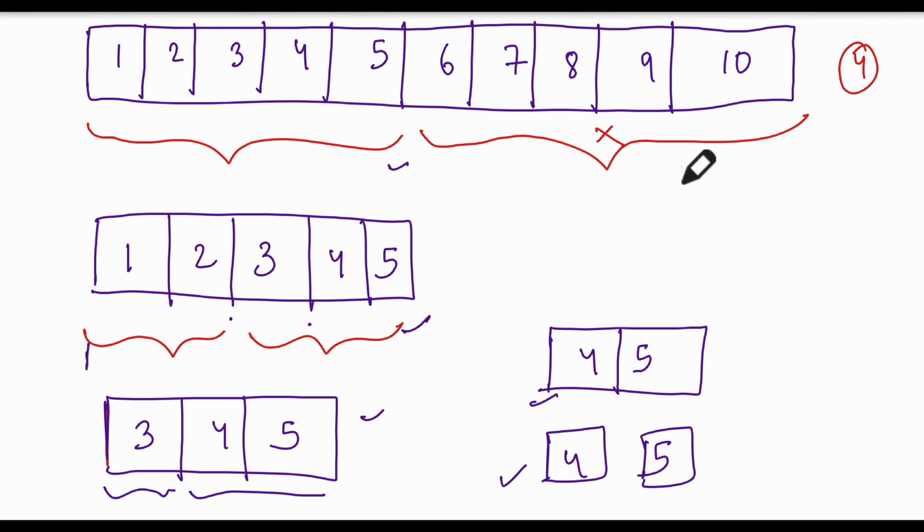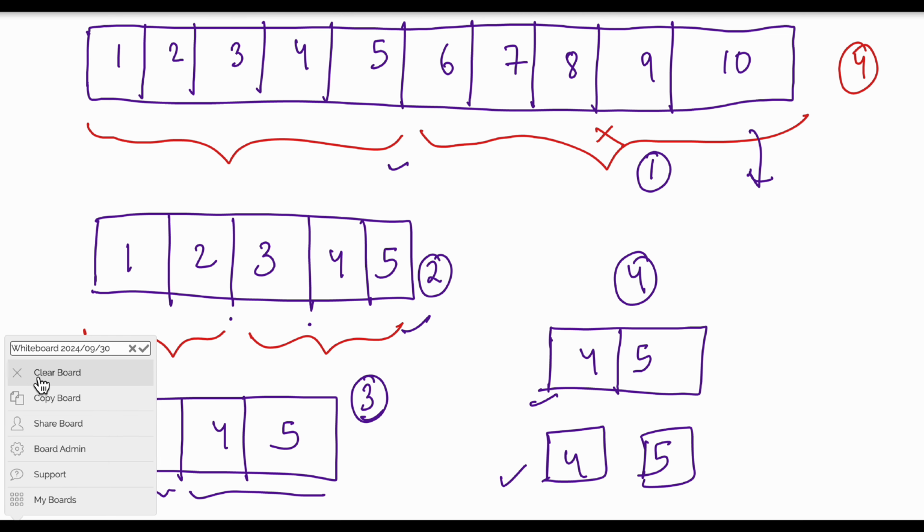So just to keep a count of the number of steps in this particular scenario, one step was this, second step was this, third step was this, and fourth step was this. So a total of 4 steps were required for me to find an element in a list of size 10. Normally it would have taken me 10 steps if I used a linear search. So this is the power of log n time complexity.